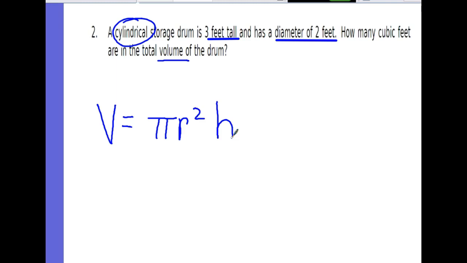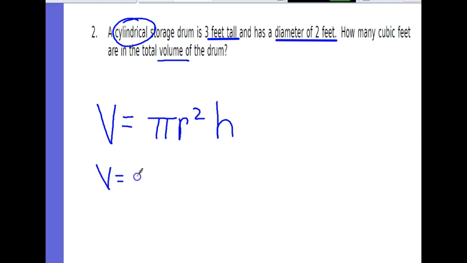Now, do you have answer choices here? Yes. And do you see that in all the answer choices they have a pi symbol? That means I'm not going to put in 3.14 for pi. I'm not going to put in 22 over 7 for pi. I'm going to substitute the radius.